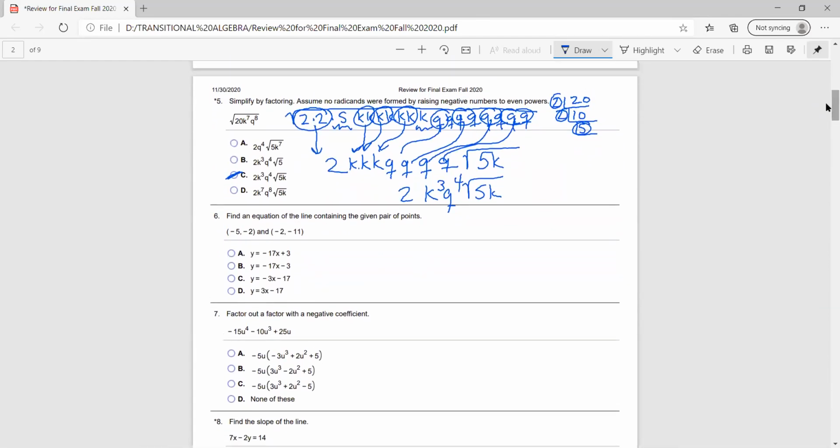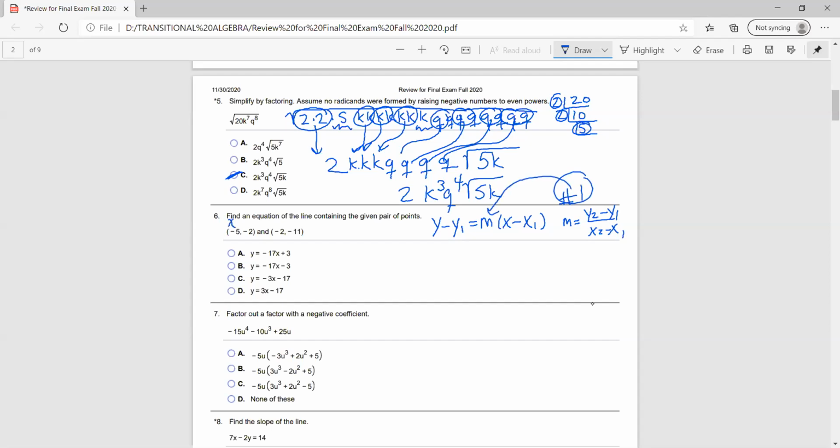Okay, it says find an equation of a line containing the given pair of points. Okay, and so we want to use the formula y minus y1 is equal to m times x minus x1. We're also going to have to find the slope, and the formula for slope is y2 minus y1 over x2 minus x1. And you want to find the slope first so that you can plug it into your formula.